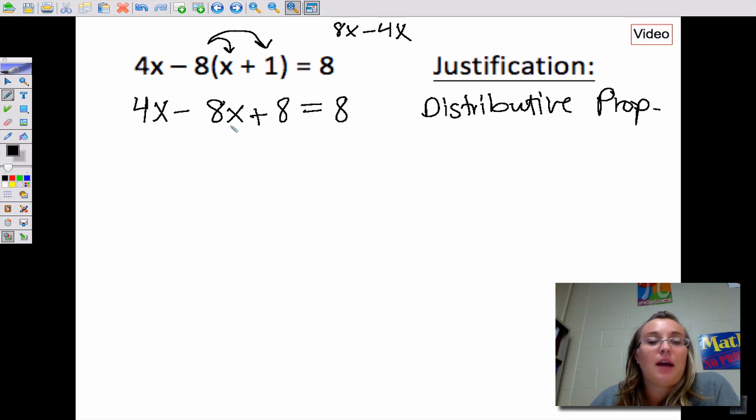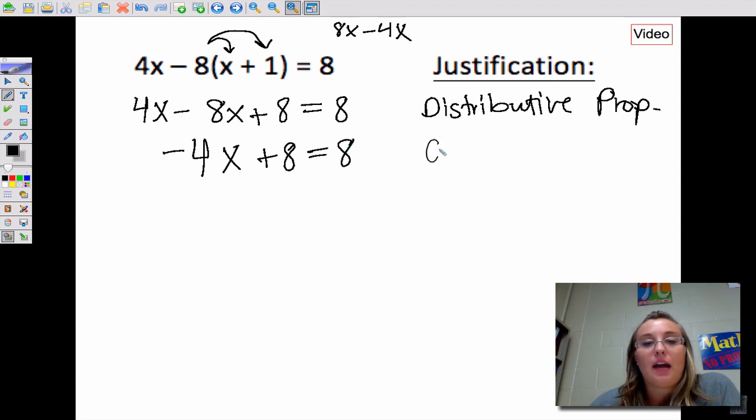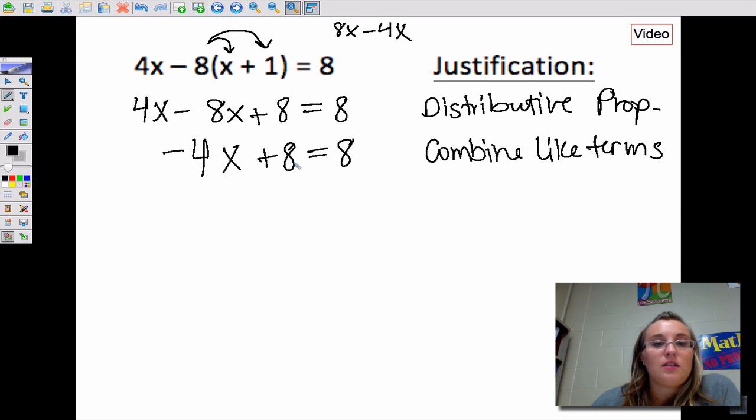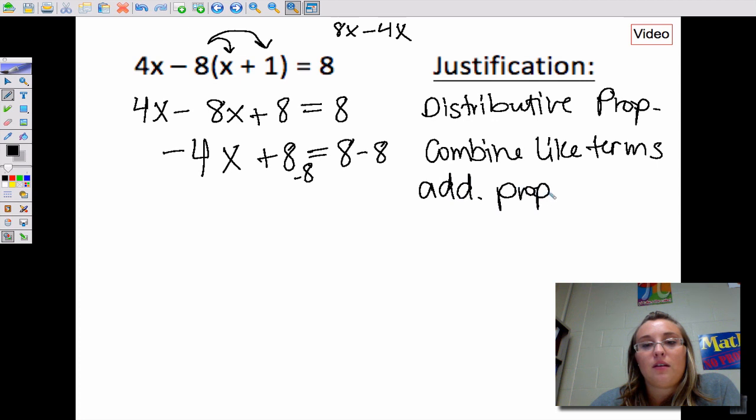So I'm going to take 4x minus 8x. That's going to give me negative 4x plus 8 equals 8. That's combining like terms. Okay? Next thing I need to do is eliminate that constant. So plus 8 means I'm going to subtract 8 from both sides. That's that addition property. Oh, not addition, subtraction. Addition property of equality. Okay?